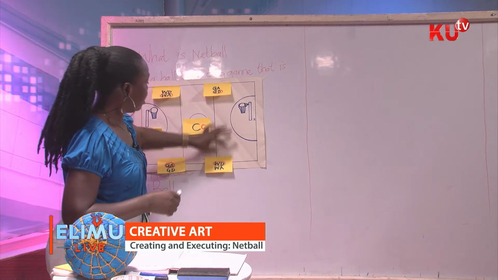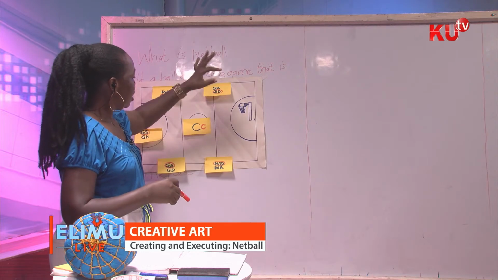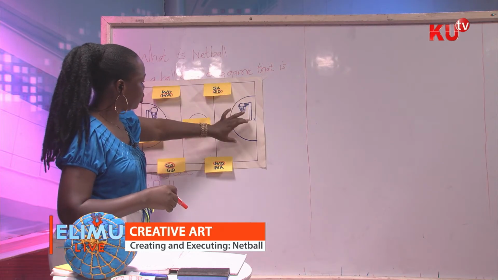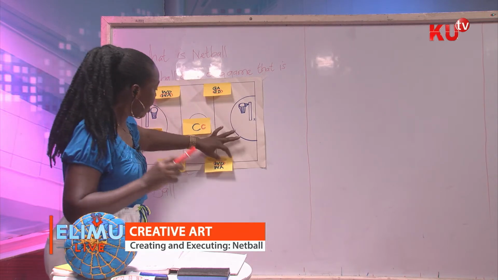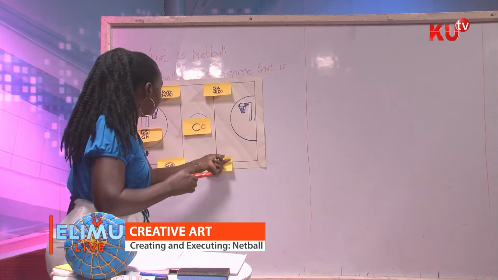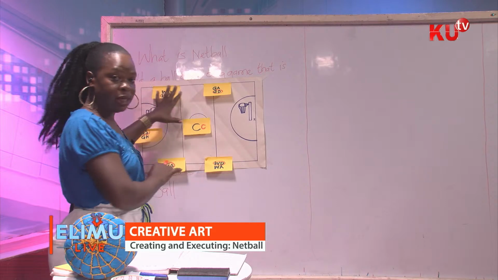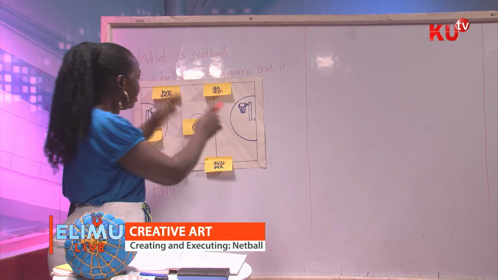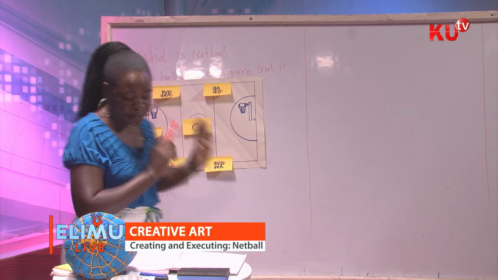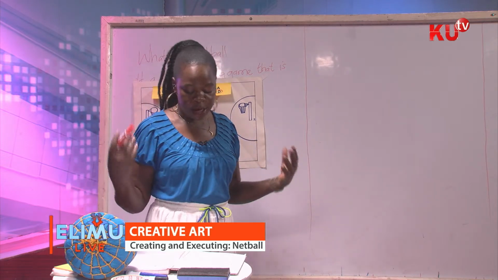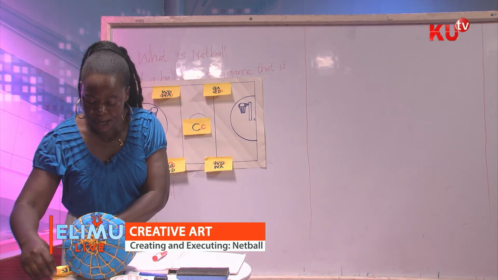wing defender will make sure that she defends the ball from moving to this semicircle. She'll make sure that any rebounding ball that comes from here, she passes it back to the center or to the goal attack or whoever is ready to receive the ball, and then the ball will come back to their side. The ball will reach the goal shooter again, and then they'll be able to shoot the ball and get a score.